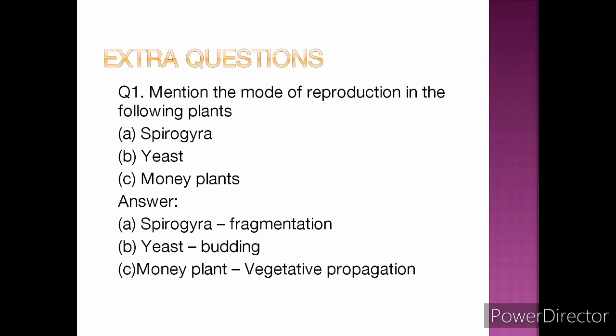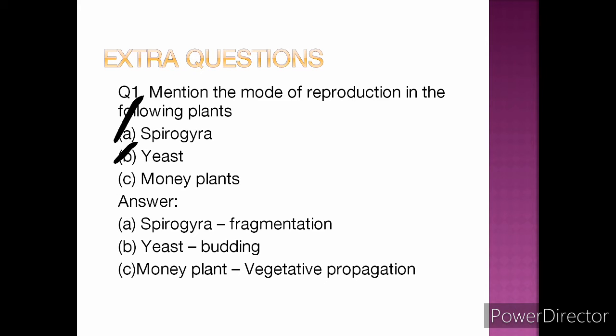Next we have extra questions. What are extra questions? These are extra questions that I have created, which I found in between the chapter, and I have written them over here. Question number 1: mention the mode of reproduction in the following plants. You have to find the mode of reproduction in Spirogyra, yeast and money plant.